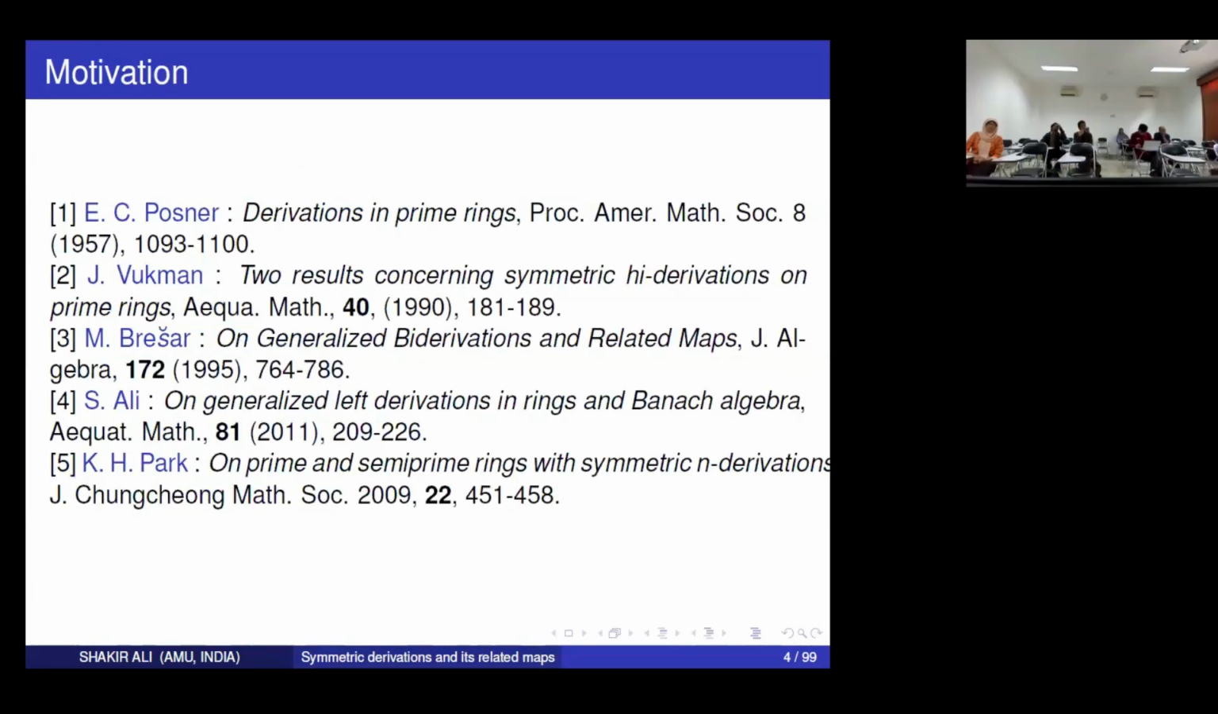So let us move one by one. These are the papers. The first paper many of you already know because I have done it several times. The second paper is important: two results concerning symmetric bioderivations. So this talk is based on the first, second, and third, and finally we'll go to the last two.